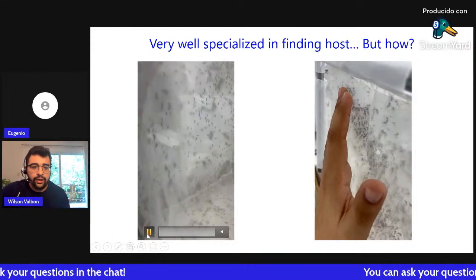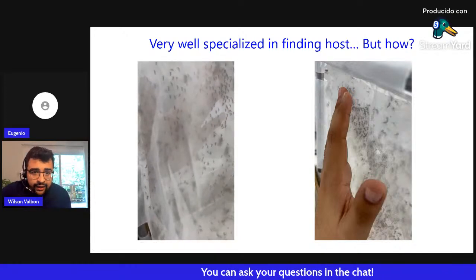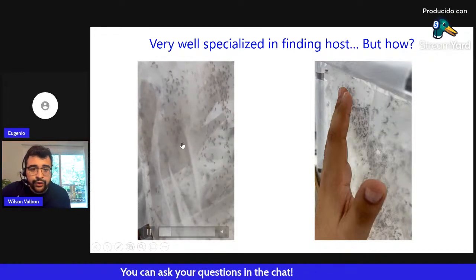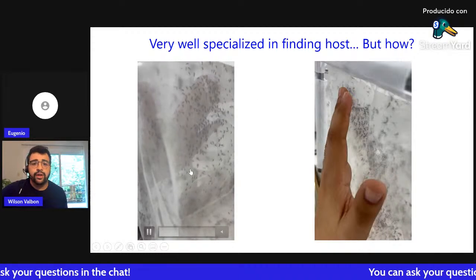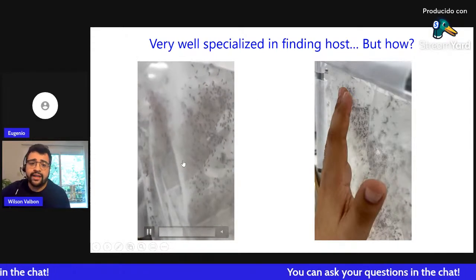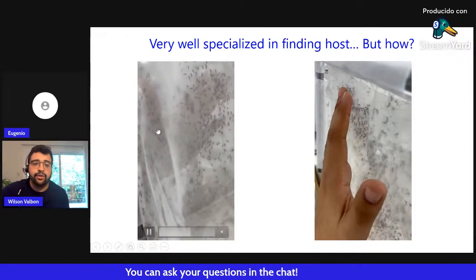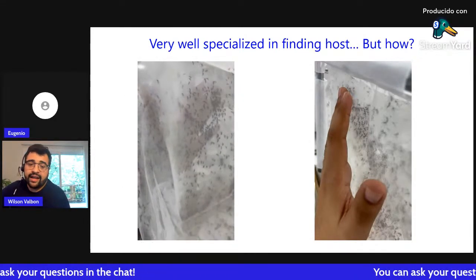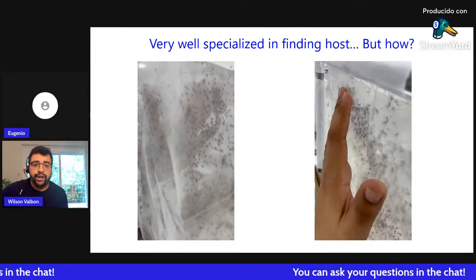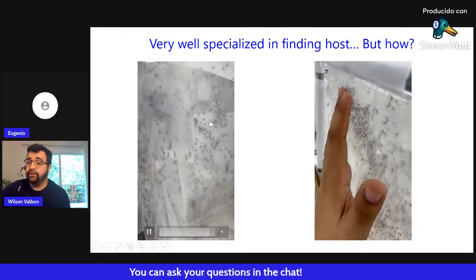But how? Look here. I recorded this movie yesterday, and you can see here I put my hand close to this net, this cage. This cage has around 1,000 mosquitoes, male and female. You can see that there are many females here trying to bite my hand. Look, they are crazy. They are very, very eager, anxious to get blood, and they are very optimistic that they'll get it.